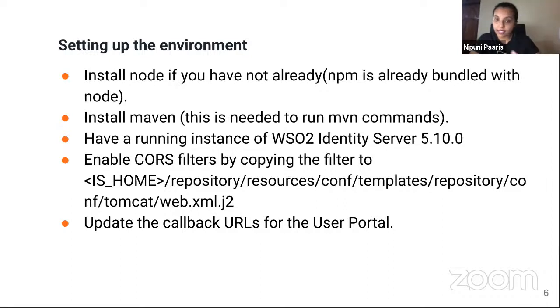Also, since you are running this application in development mode, you will have to enable CORS filters at the identity server's end. This is because by default, identity server doesn't allow requests from cross origins. So what you can do is copy and paste the CORS filter in the identity apps repo, which I have shared the link to in the description, and add it to this web.xml.j2 file in the Tomcat folder. So you basically have to go to this path and copy and paste the CORS filter into this file.